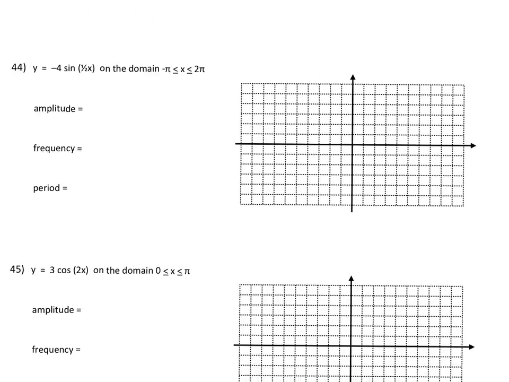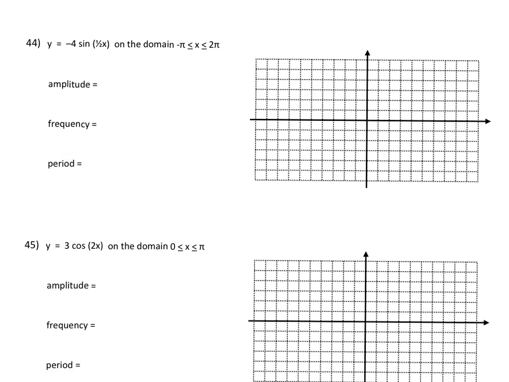All right, number 44. Okay, so even though we have a negative, we know the amplitude is positive 4. And we know the frequency is 1/2. And since the period equals 2 pi divided by the frequency, 2 pi divided by 1/2, at this point we know is 4 pi. If not, you could look at the work I did for other examples on that.